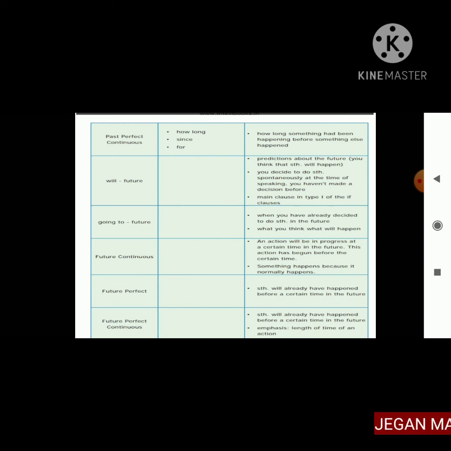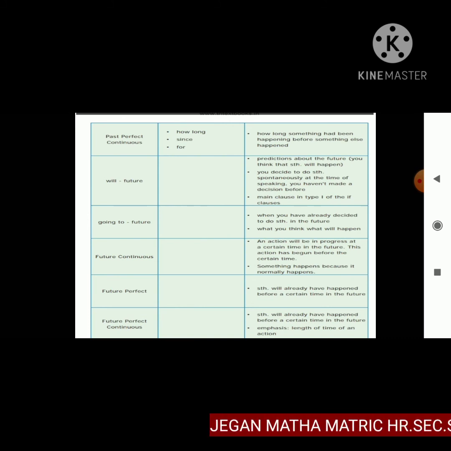Okay, so I will meet my friend tomorrow. I will write a test. I will write a test tomorrow. So that's simple future. Going to future: when you have already decided to do something in the future, or what you think will happen. So going to plus verb. I'm going to meet my friend. So going to is here.